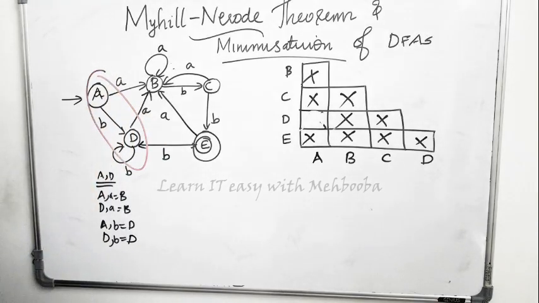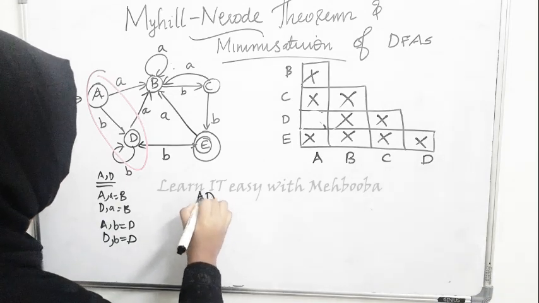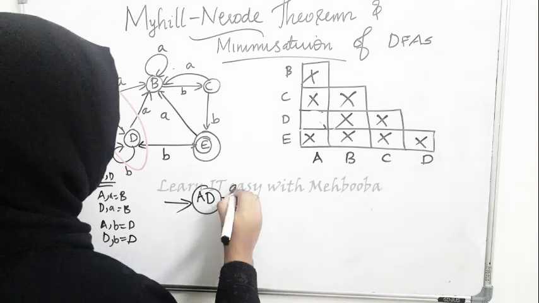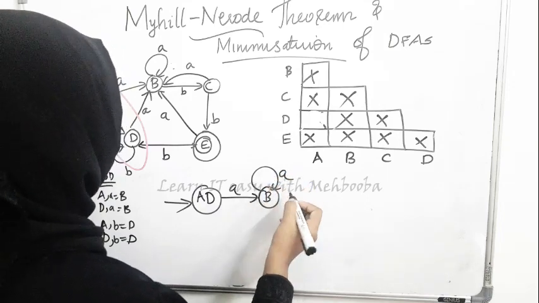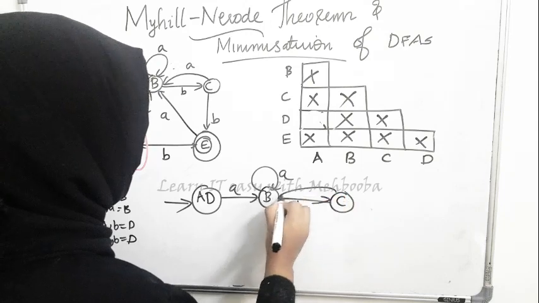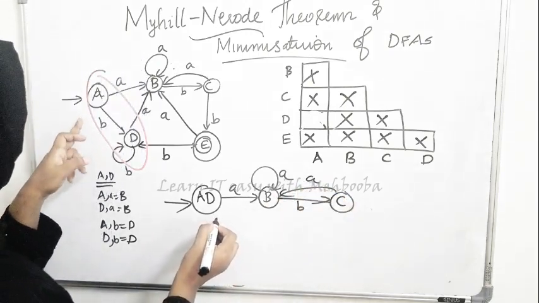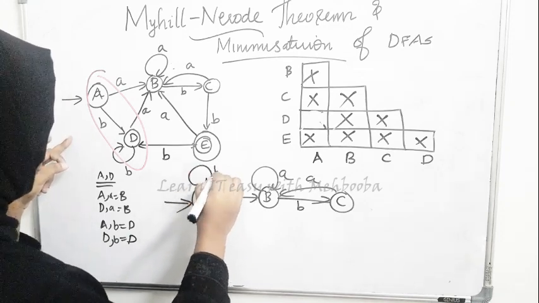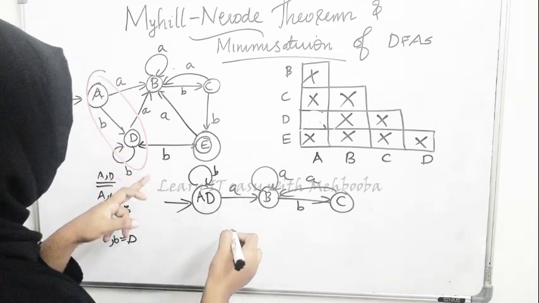Okay. So we can draw the minimal DFA as we can merge A and D to form a single state. Now from there on a it goes to B, and from B on a it stays at B itself, on b it goes to C, and on a it comes back to B. Now on b it stays at D. So on b it stays at D. Now on a it went to B.